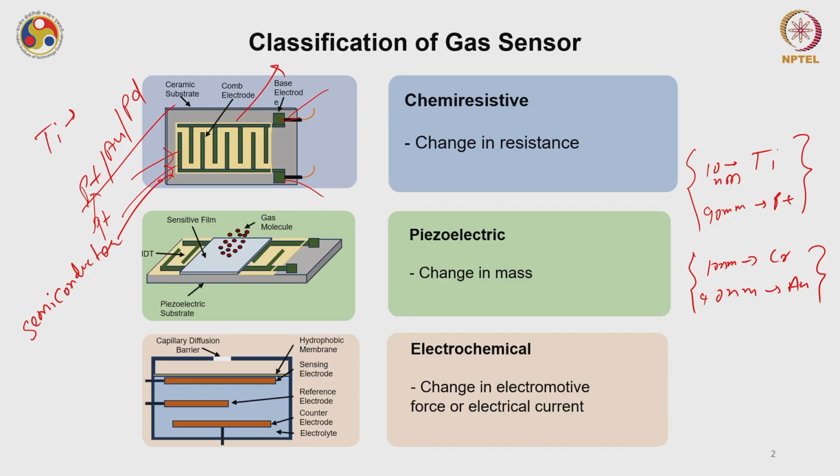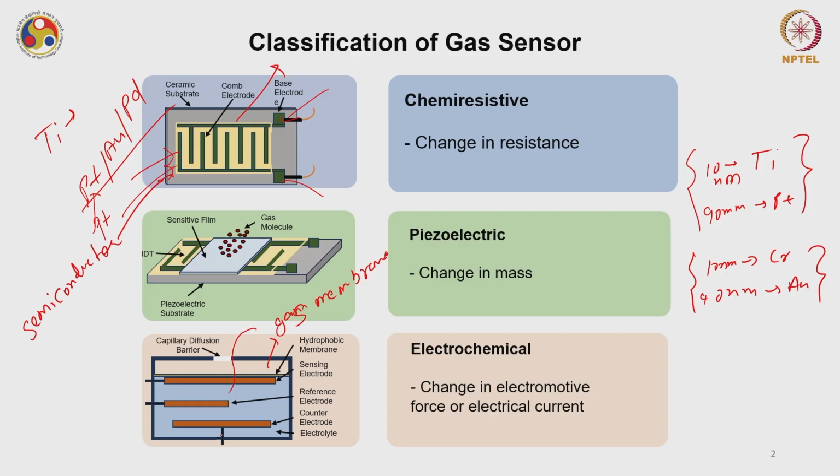The basic structure of electrochemical sensors is something like this. You have a capillary diffusion barrier. A hydrophobic membrane is used to filter out any water vapor from entering. We also call it a gas membrane. This is a gas membrane through which the toxic gases can permeate.